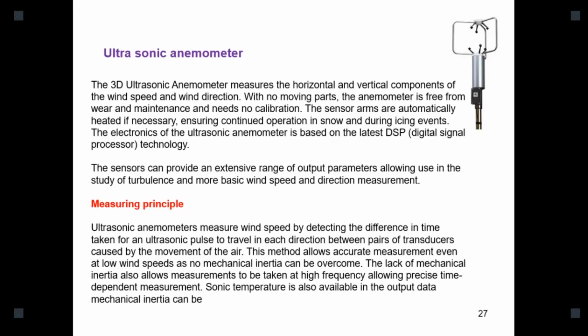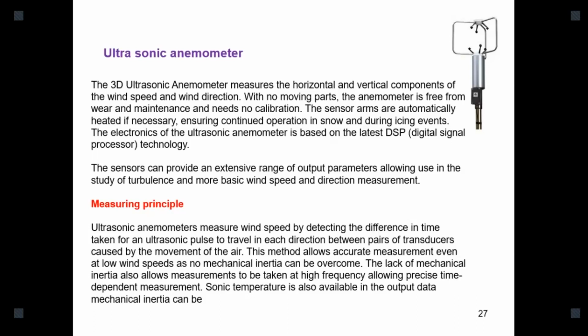If you are using a cup anemometer, due to moment of inertia, it cannot measure the exact wind speed in real time because of the variation in wind speed. If the wind speed varies, the instantaneous wind speed cannot be measured by a cup anemometer, but an ultrasonic one can measure it because there is no moment of inertia. There are no moving parts.